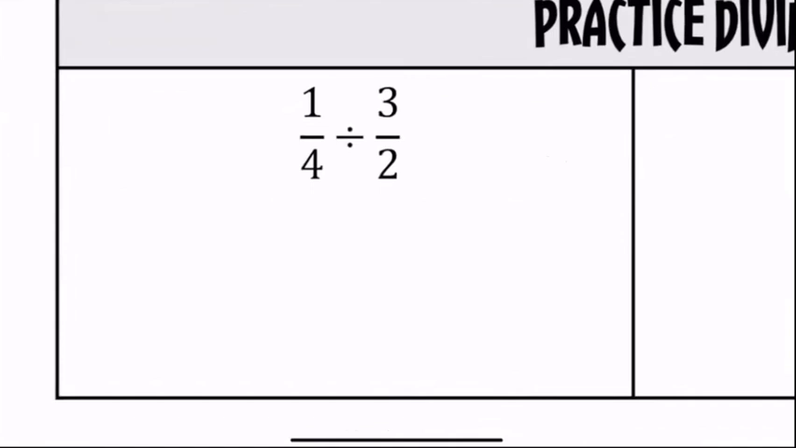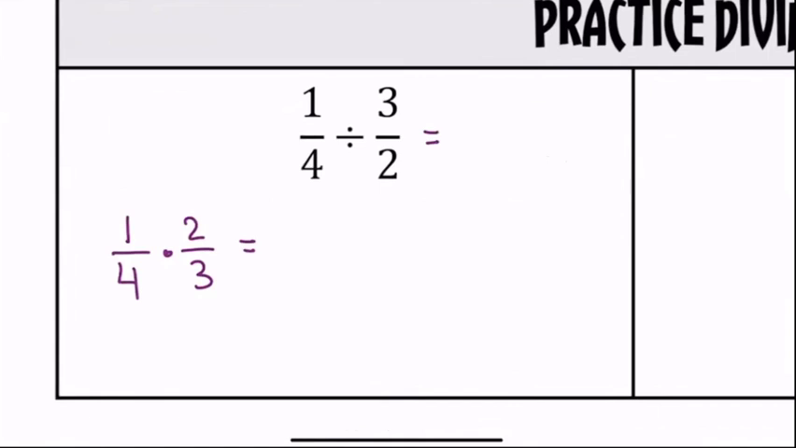This one right here, we have 1/4 divided by 3/2. When we are dividing fractions, what you're actually going to do is keep the first one, change to multiply, and do the reciprocal of the second, which means you're going to flip it over so that the denominator becomes the numerator and the numerator becomes the denominator. And then you're just going to multiply like normal. So you multiply across the top and across the bottom.